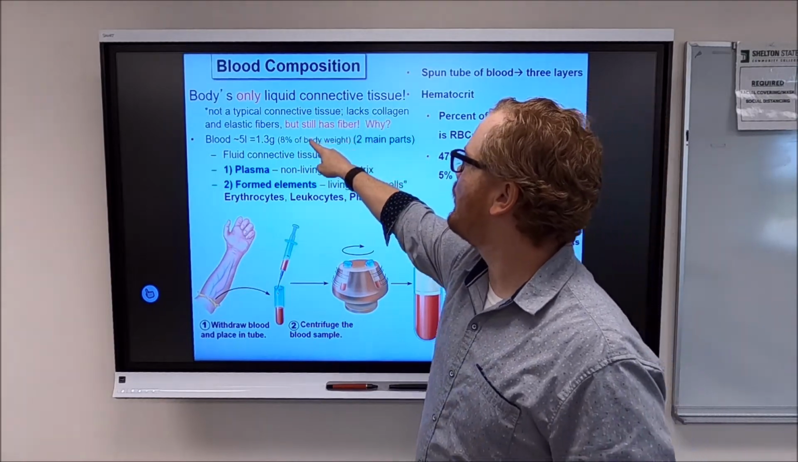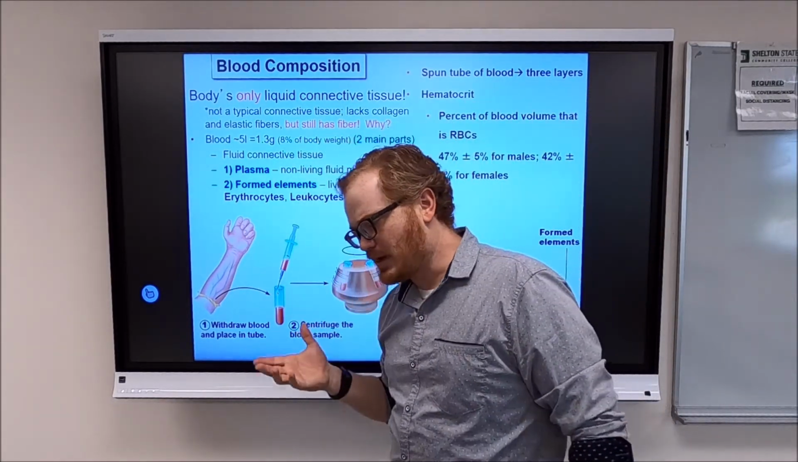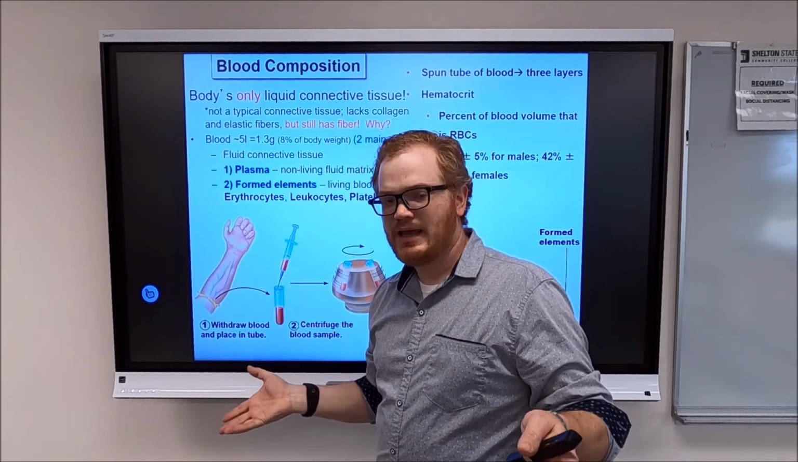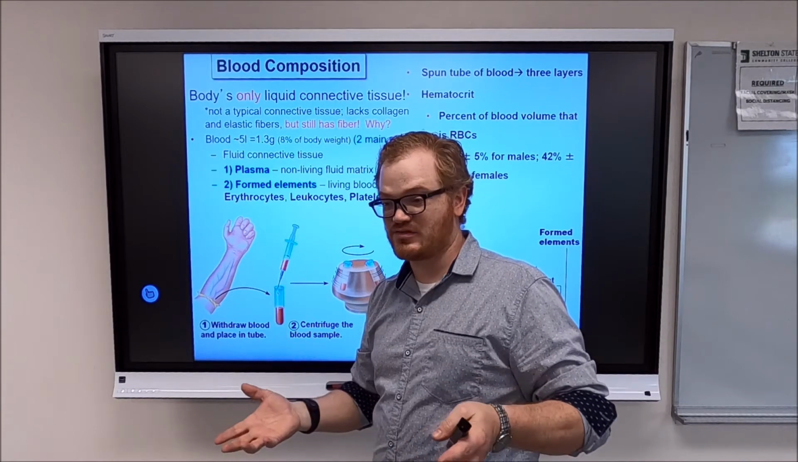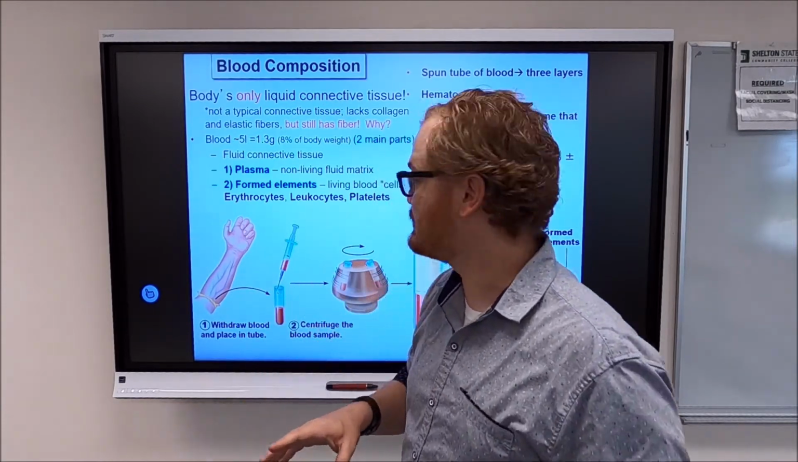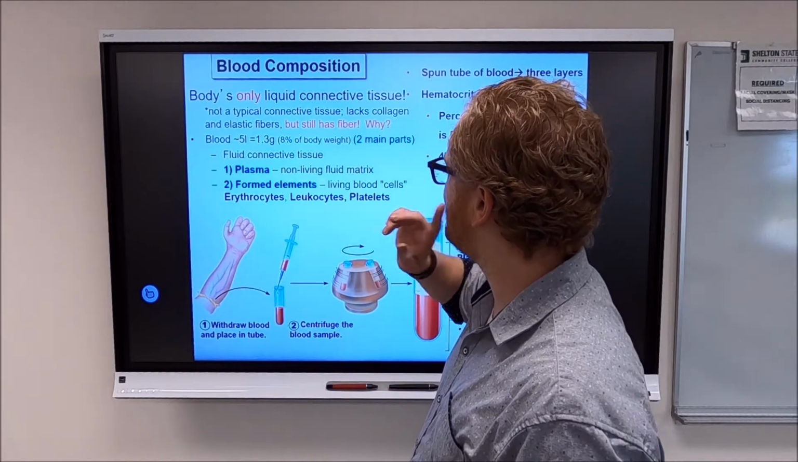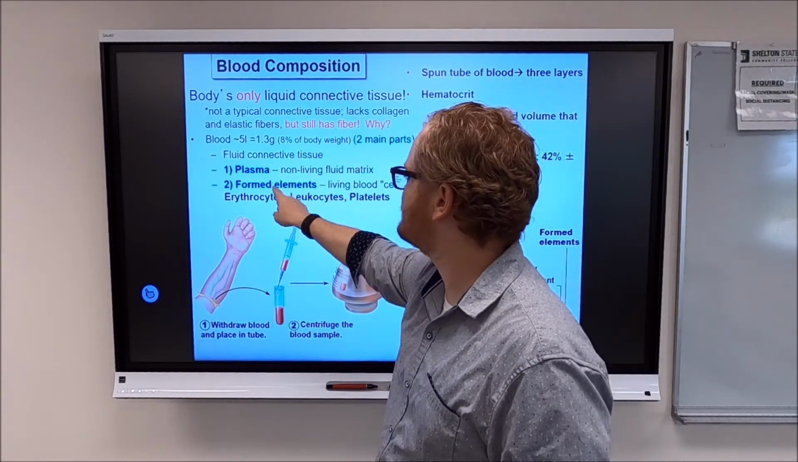Good, good. Why does it still have fiber? Again, for clotting. These fibers are going to be dissolved into the plasma, and if you have damage to a vessel or what have you, they will come out of suspension and assist with that clotting effect. All right, fluid connective tissue, plasma, non-living fluid matrix, we've already established this.